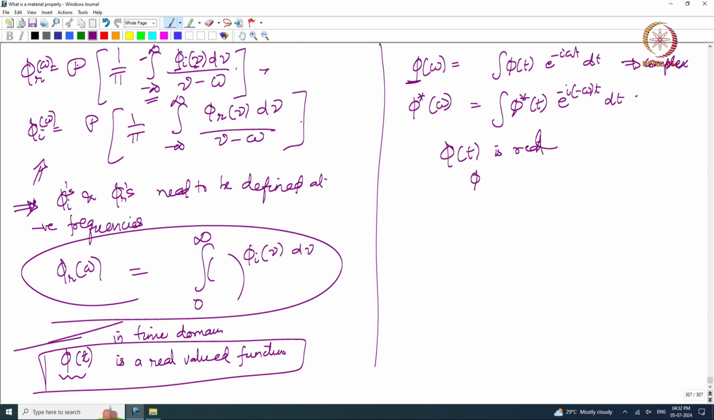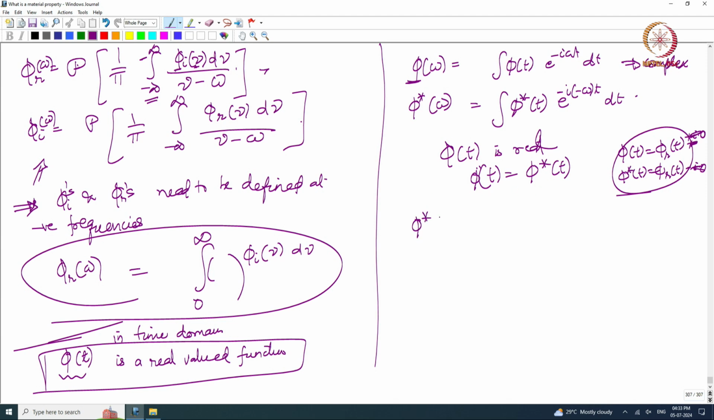So real numbers have the same complex conjugate as the number itself. Because what is phi(t)? Phi(t) equals phi_r(t) plus there is no imaginary part, so plus i times 0. So phi star(t) should be phi_r(t) minus i times 0. Since this is 0, phi(t) and phi star(t) should be the same, which is phi_r of t. So these are one and the same.